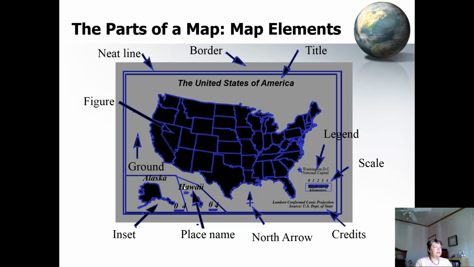Some other things on here that you see: there are some place names, there are labels, like Alaska and Hawaii. This right here, where it says ground, that's essentially the paper, the background. I actually like the word background instead of just ground, but a lot of textbooks call this the ground, what's behind the map, what it's sitting on.